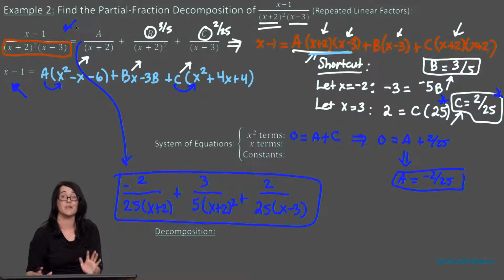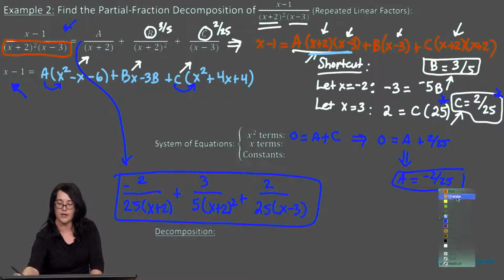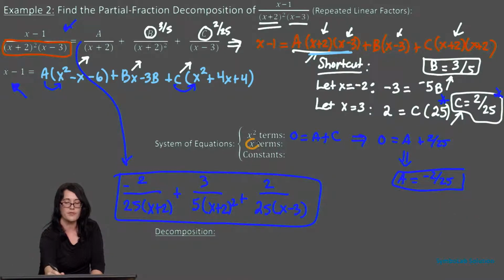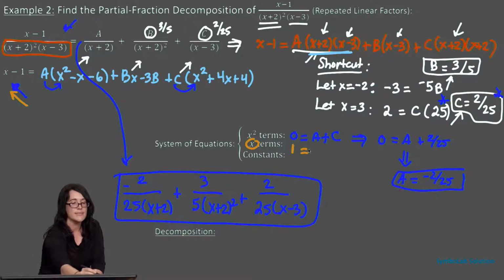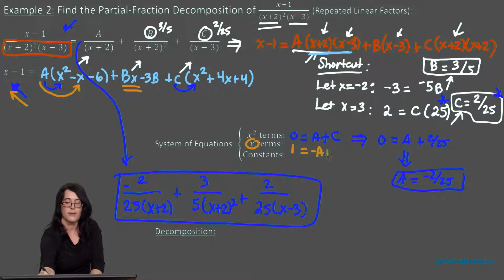Now, if you are someone who doesn't want to use the shortcut method and you simply wanted to set up your system of equations, let me show you how you could have used technology real quick. You could have continued your system by looking at the x terms. On the left side, we have 1x, so the result should be a 1 for my coefficients of x. And on the right side, I have negative ax, so negative a is my coefficient of x. I have bx, so b is my coefficient of x. And I would get c times 4x, or 4c is my coefficient of x there.